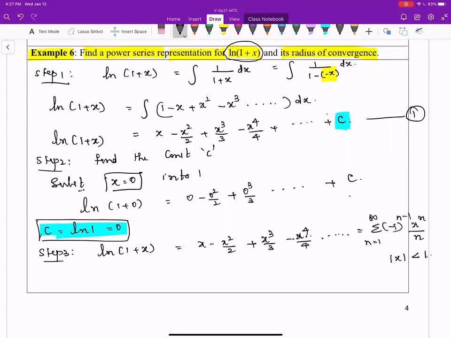Where does it converge? It converges only wherever the original series is convergent. When I say original, ln of 1 plus x came by integrating 1 over 1 plus x. So that is a geometric series with common ratio less than 1. Negative x is actually the common ratio, so the absolute value of that is less than 1. So what is the radius of convergence of this new series, ln of 1 plus x? The radius of convergence is the same as the radius of convergence of the original function, which is equal to 1.